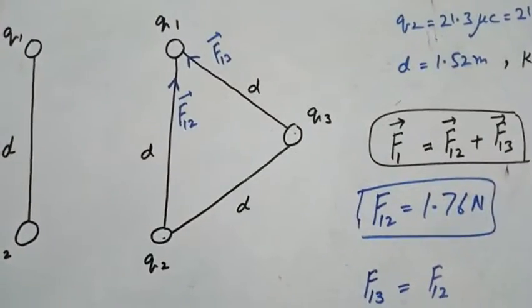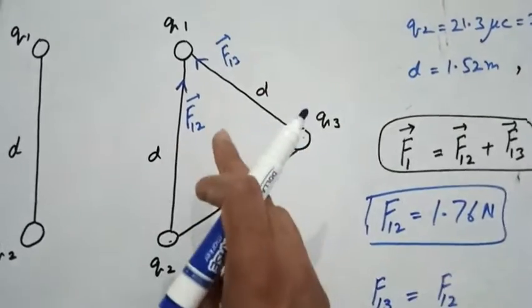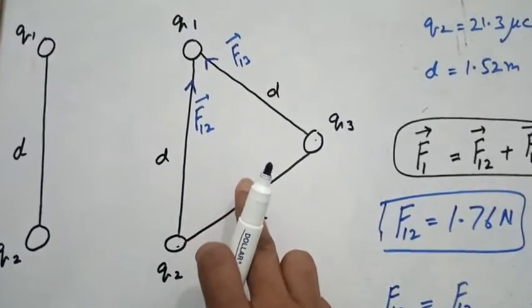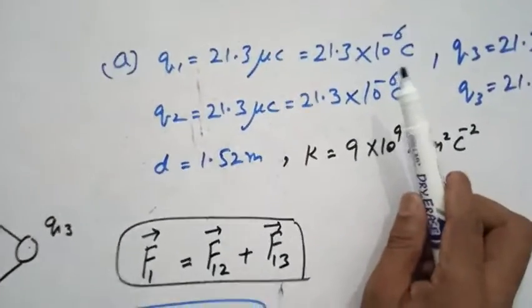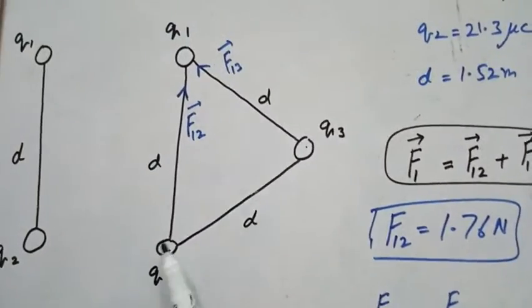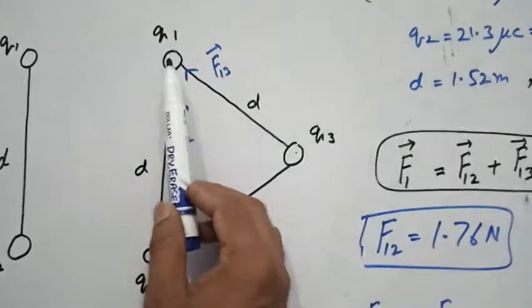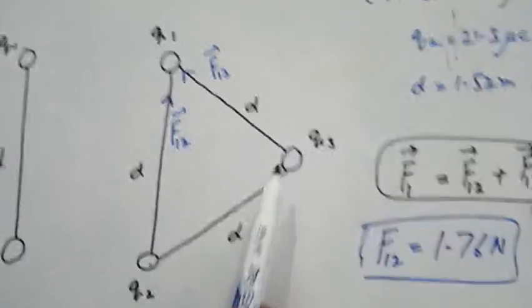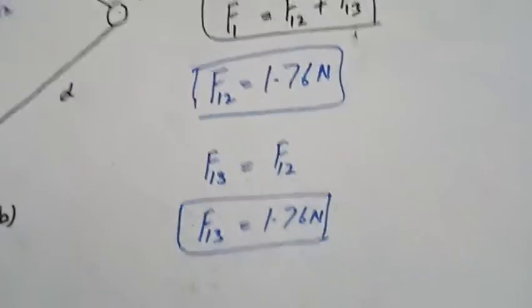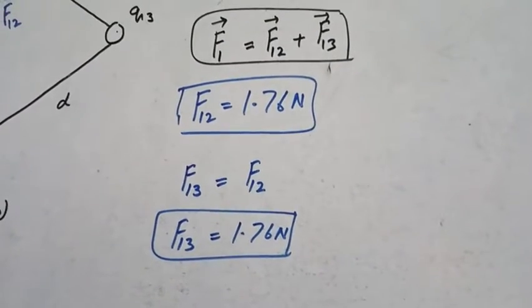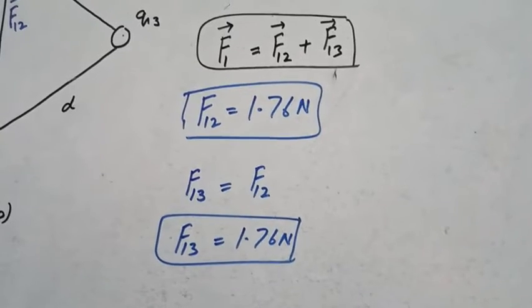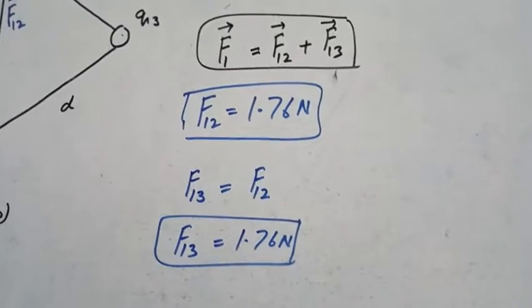Again, you can see that all three charges are equally distant from each other and each charge has the same magnitude. So the mutual force between charge 1 and 2 and charge 1 and 3 has the same magnitude. Now, as we know that vectors are added graphically by the head to tail rule.